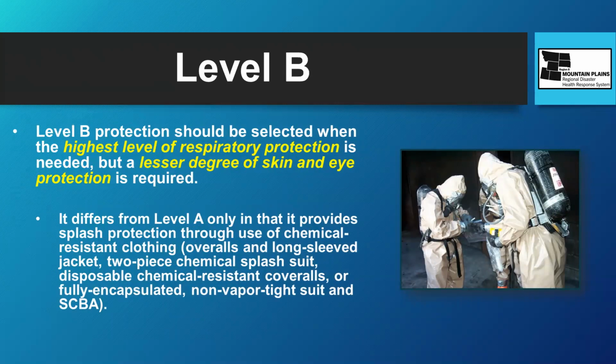Level B protection is used when you need high levels of respiratory protection, but you're less concerned about the skin and eye protection. It differs from level A only in that it provides splash protection through chemical resistant clothing, and you're not fully encapsulated. And you can see here, this is a less restrictive ensemble, but again, air is, in this particular photograph, being supplied through an SCBA.